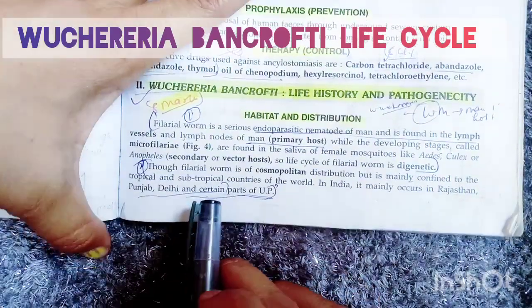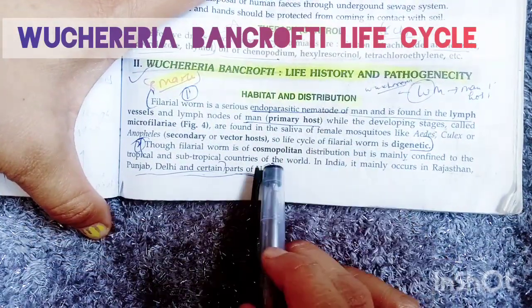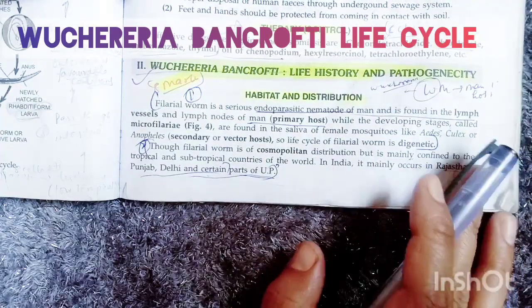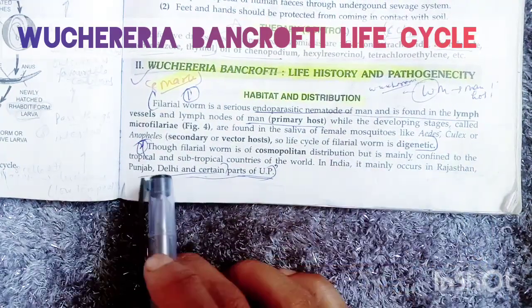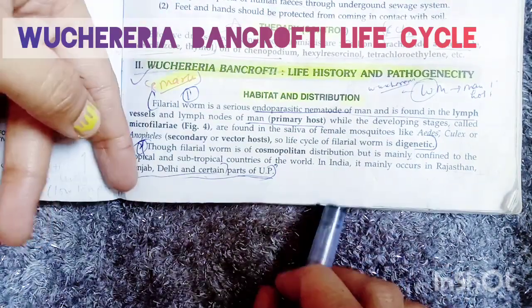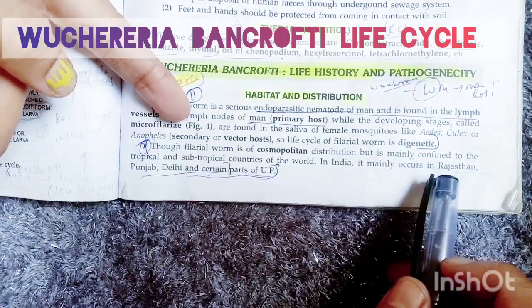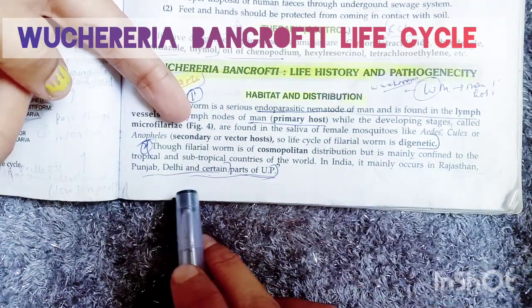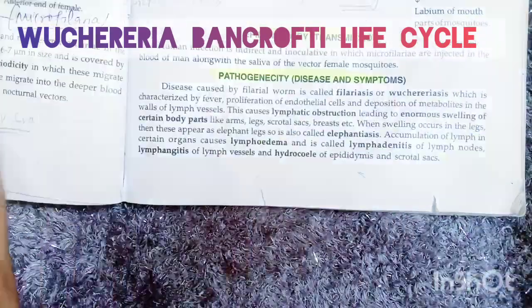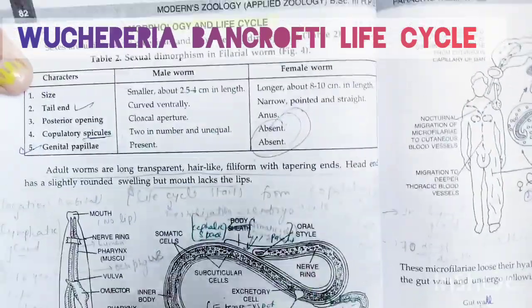Okay, so if we talk about the distribution, it is cosmopolitan, that is worldwide distribution, but mainly confined to tropical and subtropical countries of the world. And in India, it is present in Rajasthan, Punjab, Delhi and some parts of Uttar Pradesh. Okay, next is the morphology.